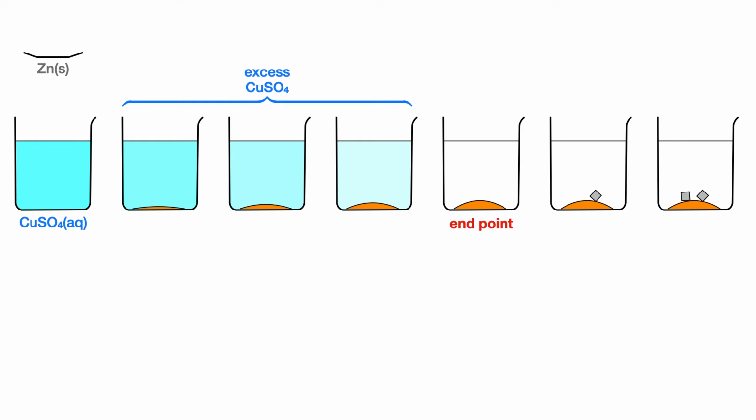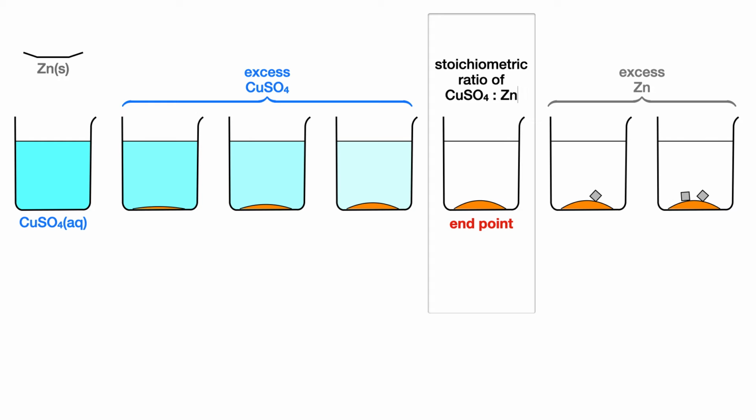That's the blue color of the solution coming from excess copper sulfate that has not reacted with zinc. But then beyond the endpoint, if we continue adding zinc, then that zinc just sits there and we've got excess zinc beyond the endpoint. And so at the endpoint is where you have a precise stoichiometric ratio of the copper sulfate and zinc. Each of them fully reacts with the other.